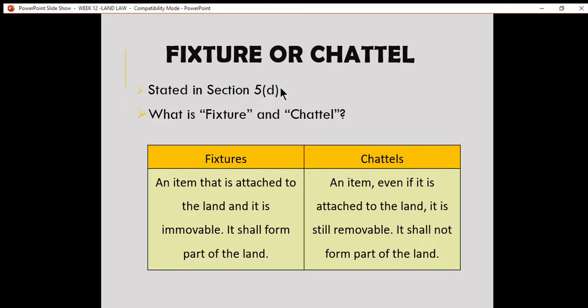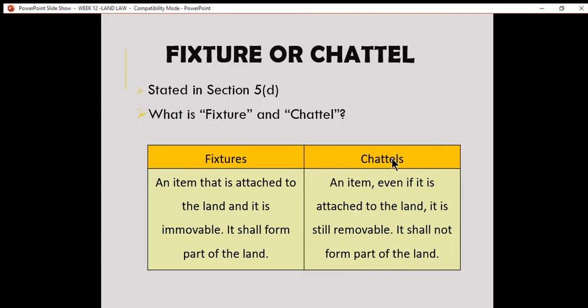So, what is meant by fixture and chattel? Fixtures means an item that is attached to the land and it is immovable. In other words, it is fixed to the land, it attached to the land and cannot be removed. If you want to remove it, then it will cause excessive damage to the land. So it shall form part of the land. How about chattels? Chattels is an item, even if it is attached to the land, but it is still removable. And it shall not form part of the land.